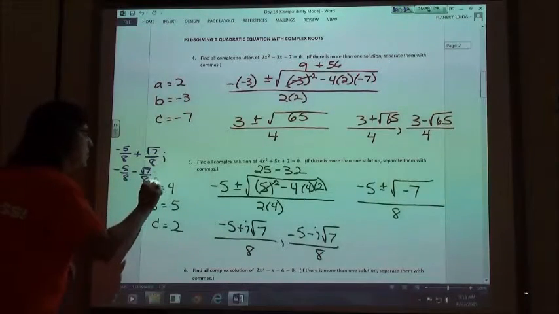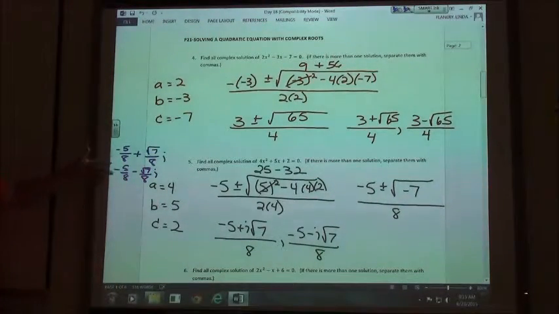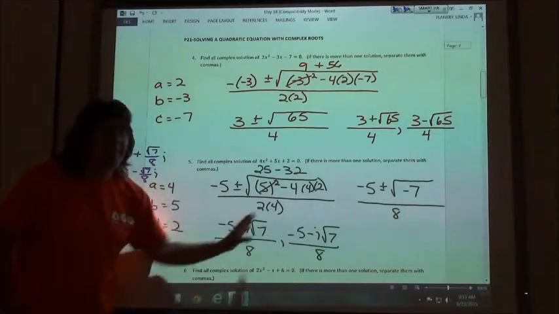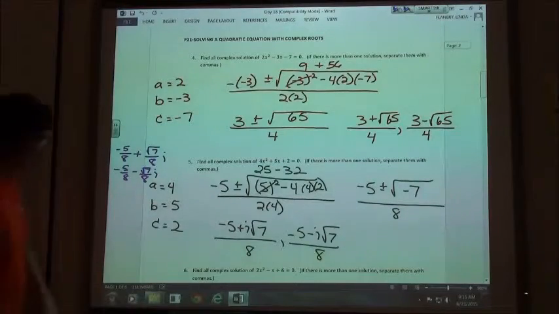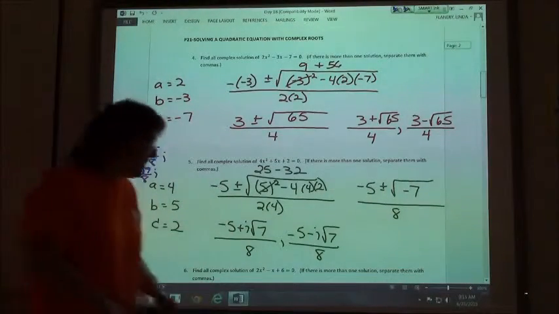So it's up to you if you want to separate it and put it in standard form for complex numbers. You don't have to. You can put it in like this. It's easier for me to get it all typed in by just putting the i in front of my square root, although it's not the best way. But they don't care. It's correct either way.